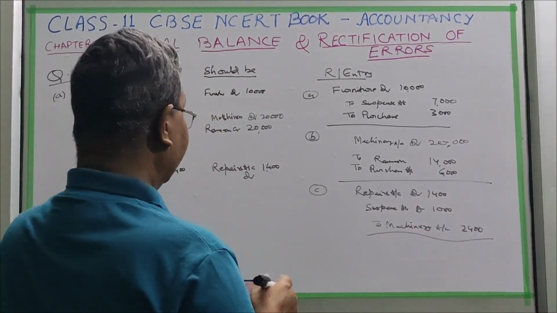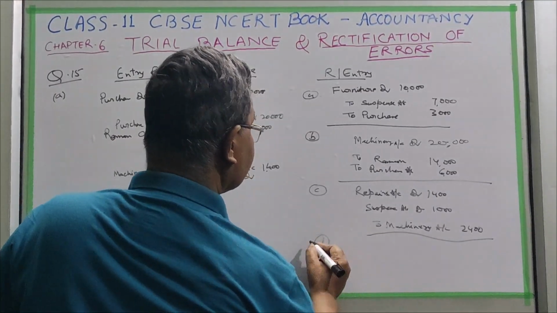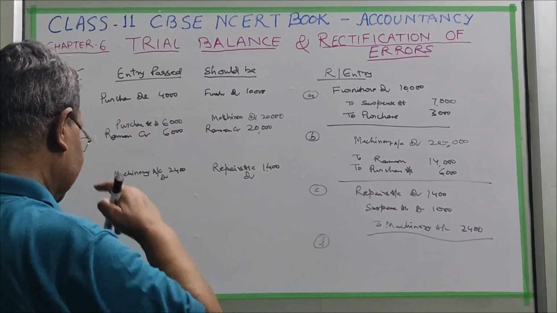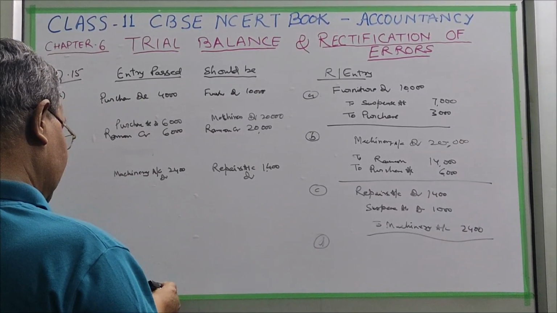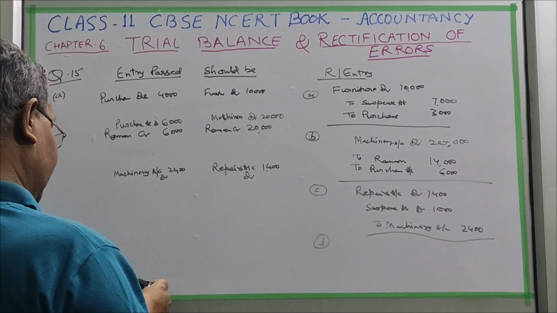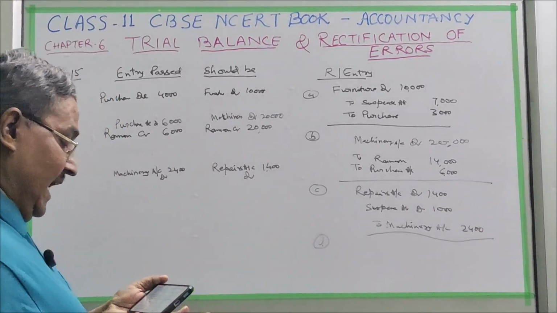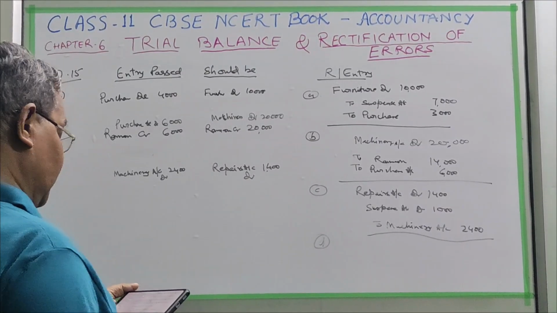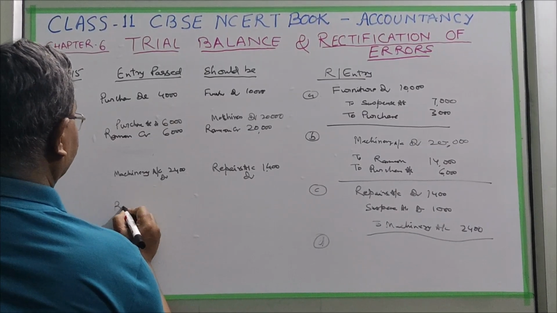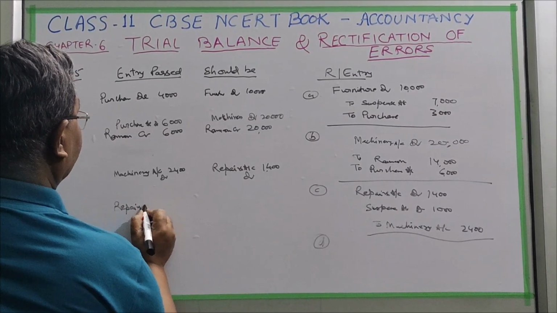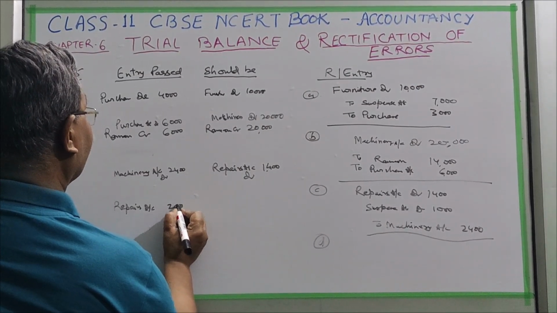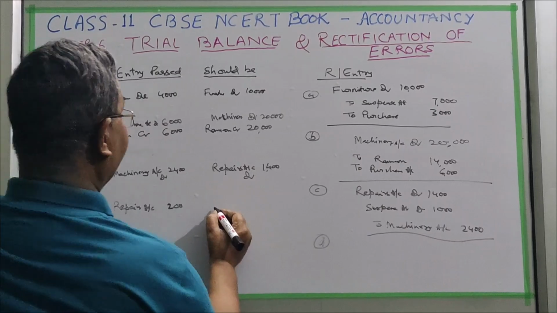Now D point. Repairs on overhauling of second-hand machinery purchased, 2,000, was debited to repairs account. Second-hand machine overhauling is a part of the cost of that machine. You have debited repairs account, and you have debited only 200.